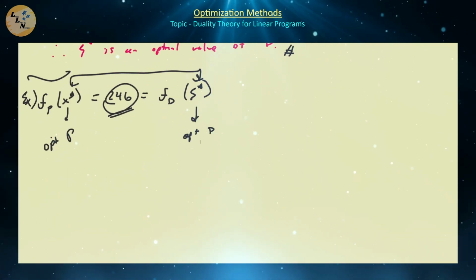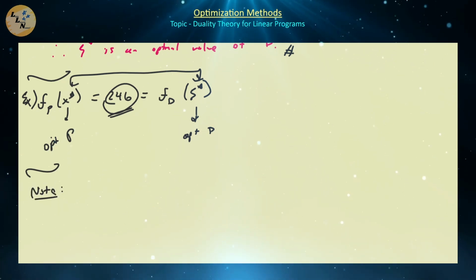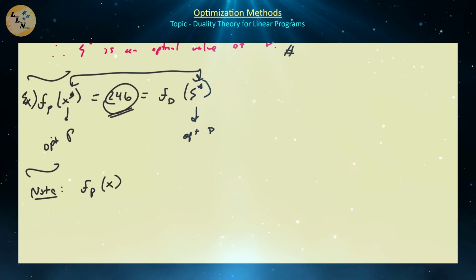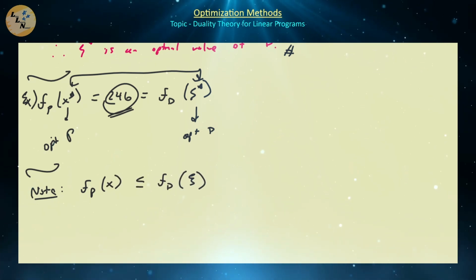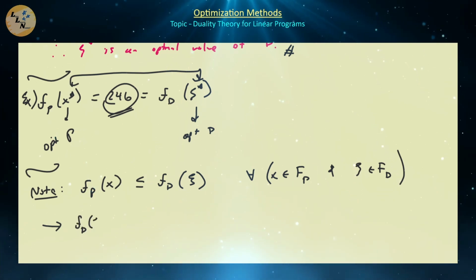Now, what if they are different? So we at least know from the weak duality theorem that FP of x is less than or equal to FD of psi for all x in the feasible region of P and psi in the feasible region of D. We already know that that is the case. So when they are not equal to each other, i.e. when x and psi are not the optimal solution, and we look at, for example, the difference, well, we already know that FD is always greater than FP. So if we look at the difference FD of psi minus FP of x, this is always going to be greater than or equal to 0, right?